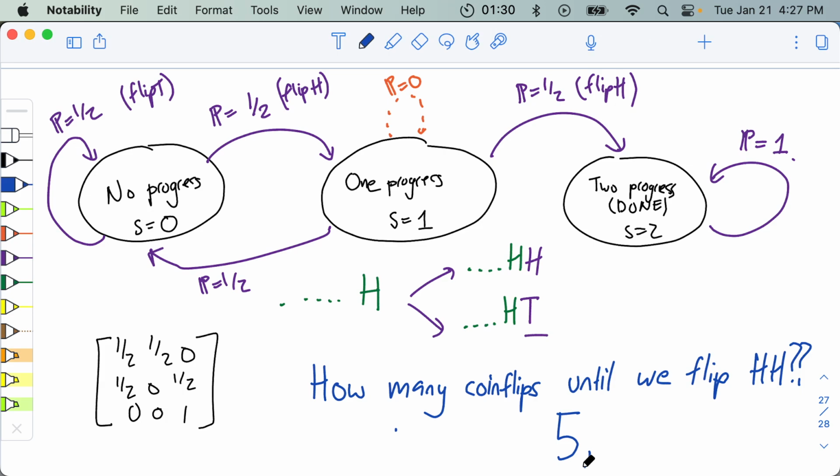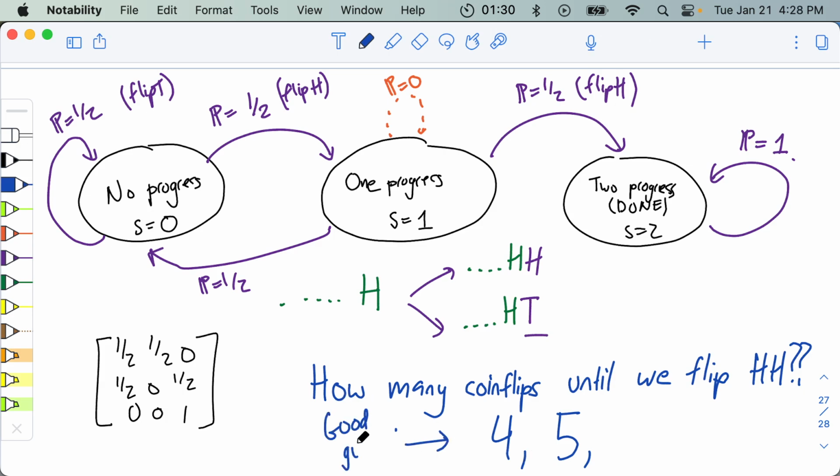Anyone have anything else? Yeah. 4. Yeah, I think 4 is the intuitive one, because you gotta get heads, heads. It's like a 1 in 4 chance you get heads, heads right away in 2 coin flips. So it's like we do that 1 over p thing, right? So 1 over p would be like 4. So these are great, good guesses. Let's see if they're right.